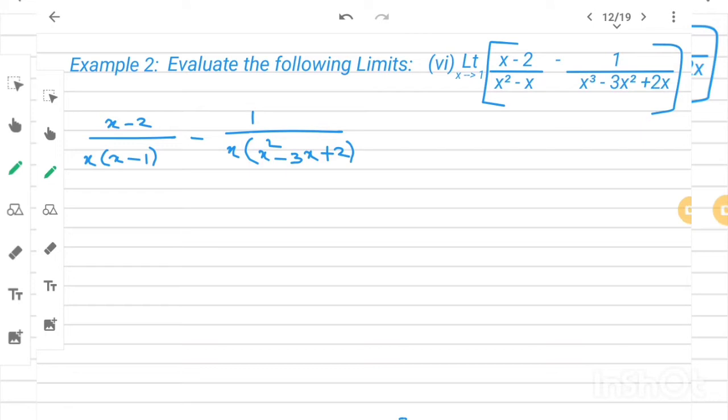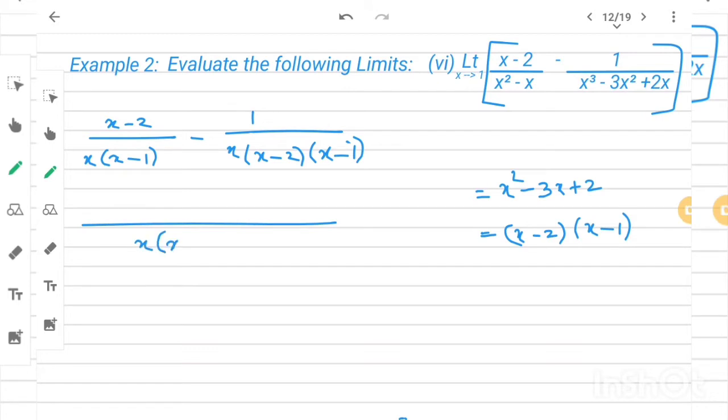Now I can factorize this x square minus 3x plus 2 because it's a quadratic equation, right? If you multiply the two numbers, we need to get 2. If you add the two numbers, we should get minus 3. Therefore, the linear factors of this one are x minus 2 of x minus 1. So shall I replace it over here itself? Here I can change it as x minus 2 of x minus 1. And now the LCM is x of x minus 2 of x minus 1.